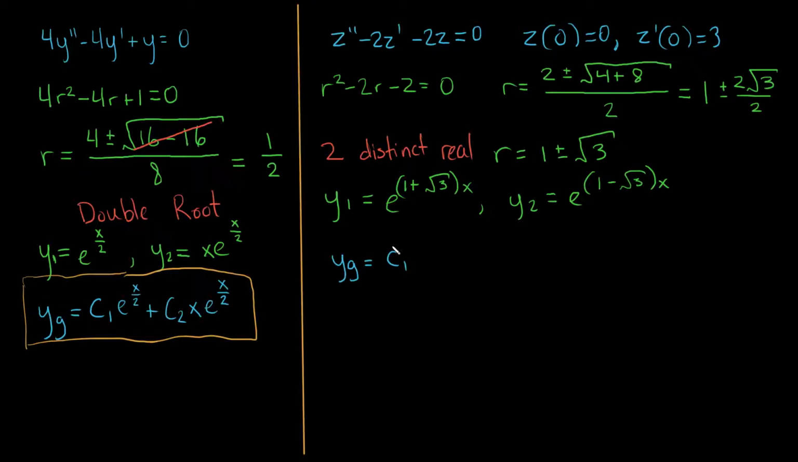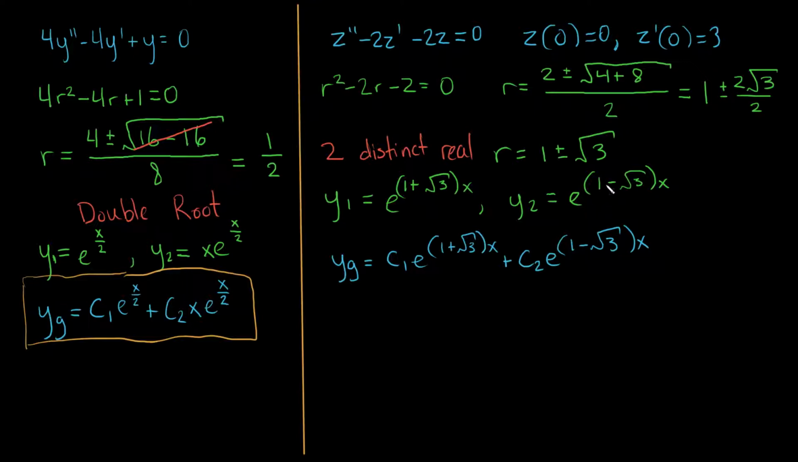So for the general solution, we take scaled multiplication, so c1 times e to the 1 plus the square root of 3 times x, plus c2 times y2, which is e to the 1 minus the square root of 3 times x. Great. Well, if the question didn't give us initial conditions, we'd be done. This is our general solution. But the question did give us initial conditions, so we're going to have to plug them in.